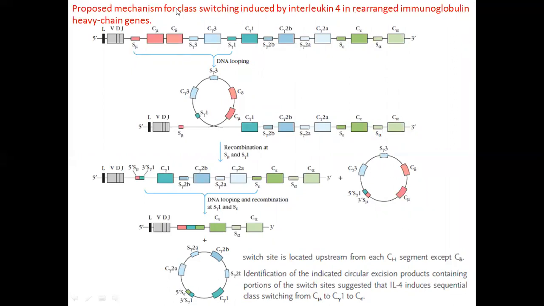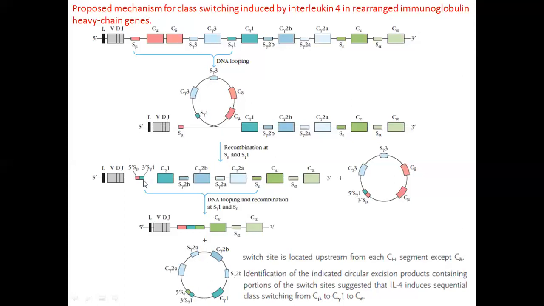Here the DNA looping takes place. This is how it forms the loop, and then joining of S mu and S gamma 1 takes place. So joining of these two takes place. After that comes the removal, that is cutting out, and recombination at this region, S mu and S gamma 1. So you will get this one.